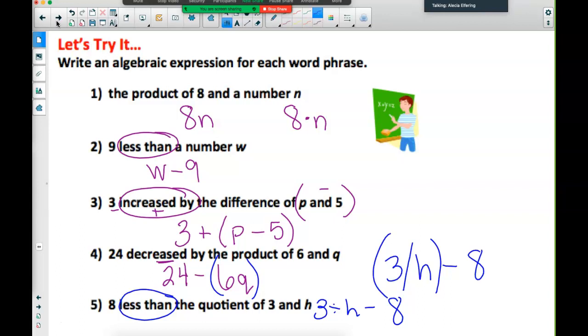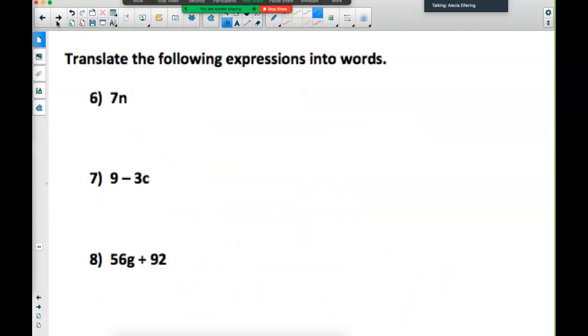Okay, last thing we're going to do with this is translate it into words. You guys, there's so many different ways to write these. There's going to be lots of possible answers on your homework. You're just typing it out as you would read it. Now, you can't just say 7n. What does 7n mean? Go ahead, Brady. 7 times n. So one way we could write that is 7 times n. What's another way we could write it? 7 multiplied by n.